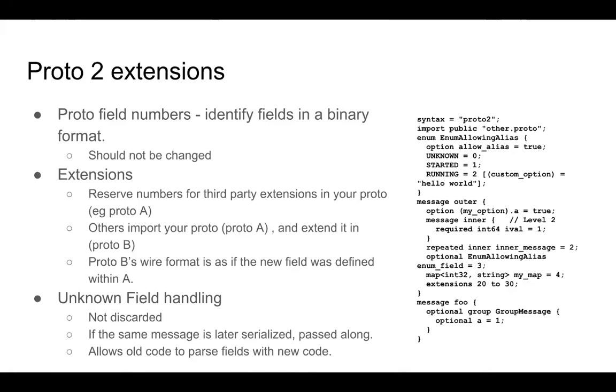So basically, how does this work for older clients? Say a newer version of a protocol comes in and you have an older client library or an older service library running. When you unmarshal a proto, the unknown fields are not discarded, so that if the same message is later serialized, that unknown field can be passed along. This allows services to upgrade at different paces through the proto definitions.